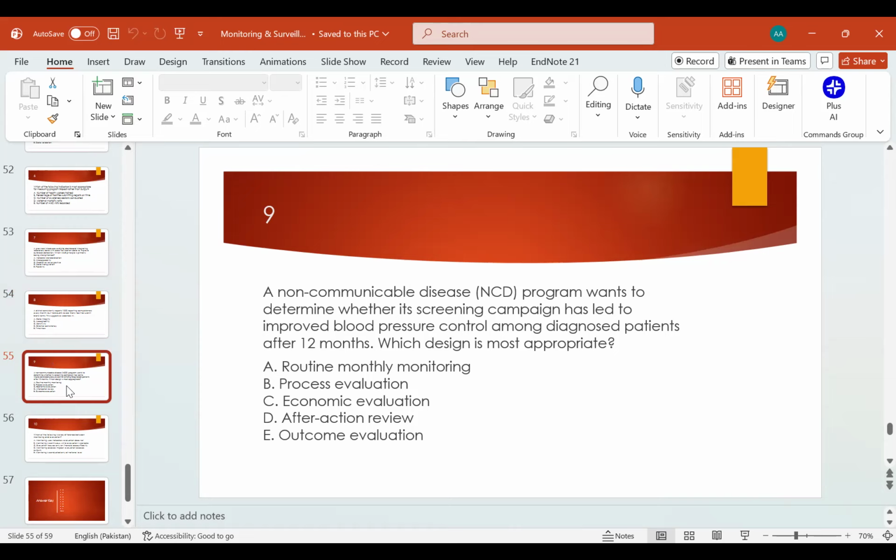A non-communicable disease program wants to determine whether its screening campaign has led to improved blood pressure control among diagnosed patients after 12 months. Which design is most appropriate? Routine monthly monitoring, process evaluation, economic evaluation, after action review, or outcome evaluation? So it is E. Yes, it is E.